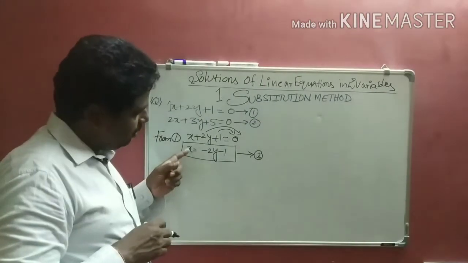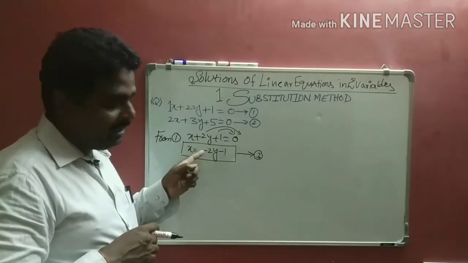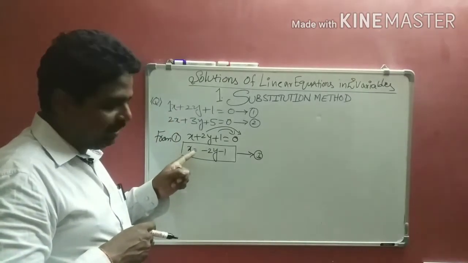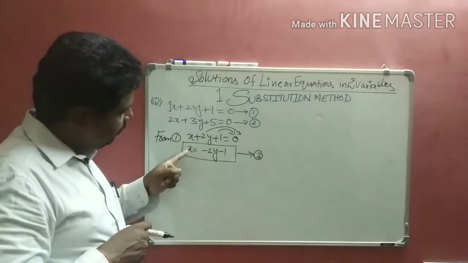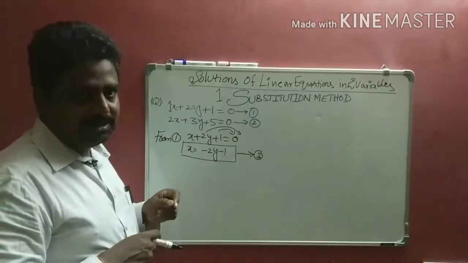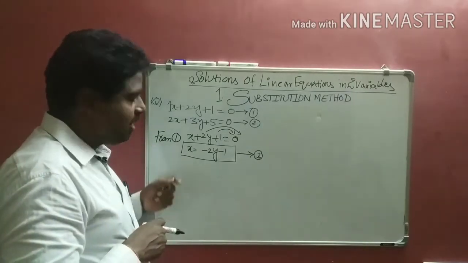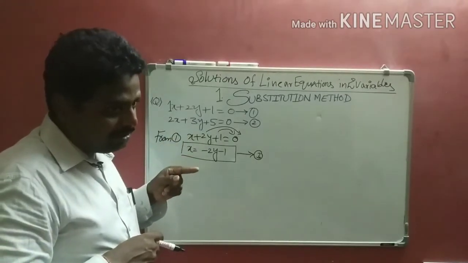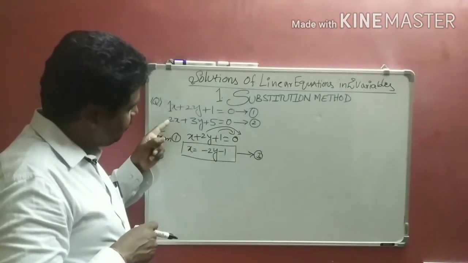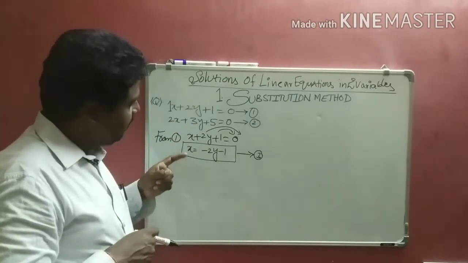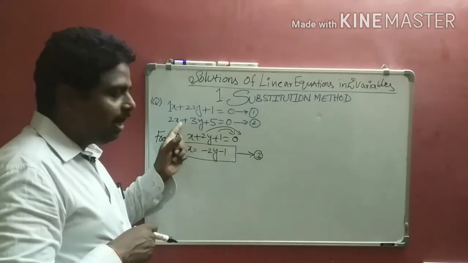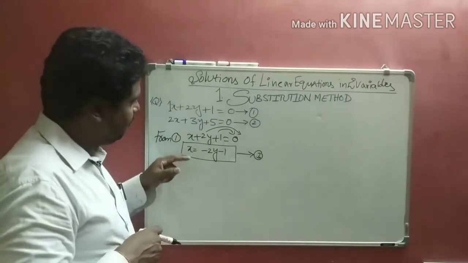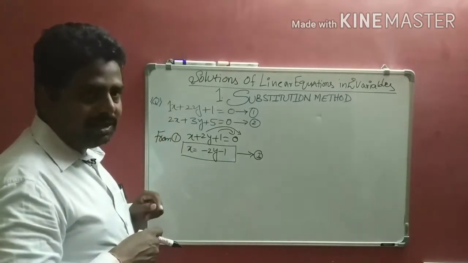Now we have to substitute this x, which is in terms of y, in the second equation. Why? Because we got this value of x from the first equation, so we should substitute the value of x in the second equation. We have another way as well. I selected the first equation here, but we have a chance to select the second equation also. If we select the second equation, which is 2x plus 3y plus 5 is equal to 0, there we can write x in terms of y or y in terms of x, so that we can substitute in equation number 1.